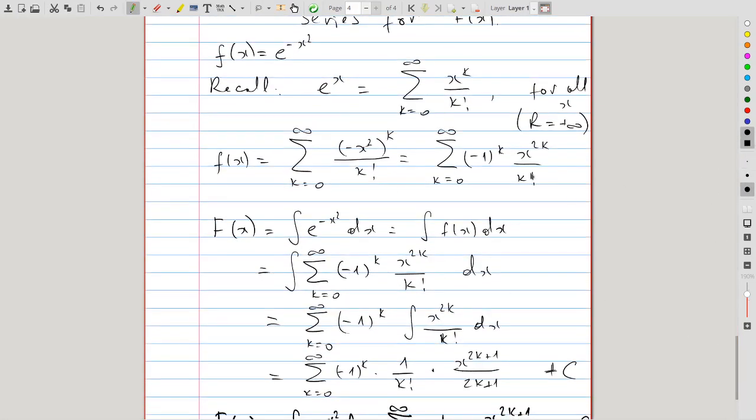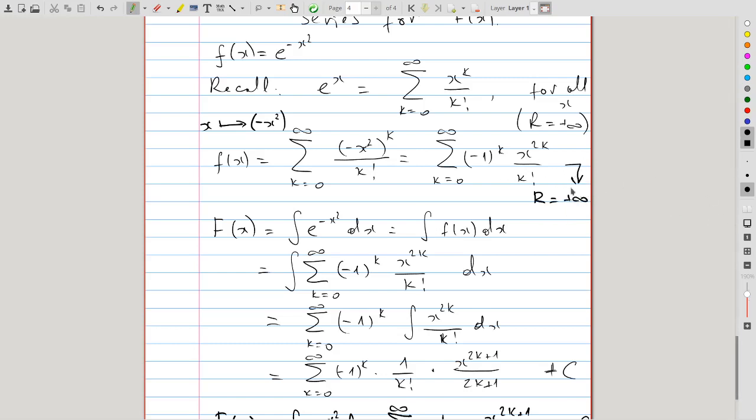Finally, we should observe that this representation holds for all x. Indeed, you see that we started with a series that converges for all x. Then we performed a substitution in it. We replaced x with minus x squared, which does not change the radius of convergence. And so the radius of convergence for the lowercase f is still plus infinity.